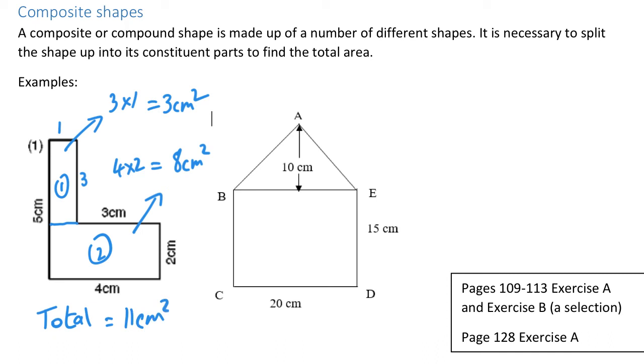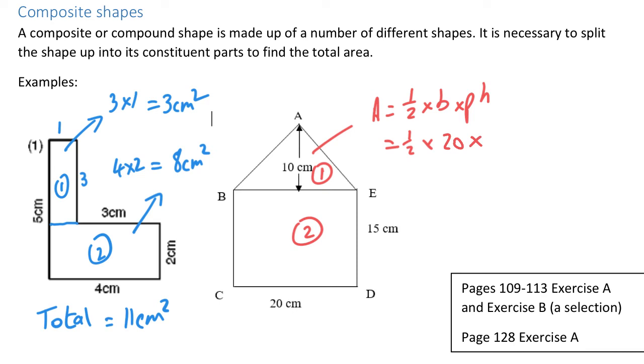For shape 2, or the irregular pentagon, we can see it is clearly made up of a rectangle and a triangle. So 1 and 2. For shape 1, the area is a half times the base times the perpendicular height, which is a half times now the base length of the triangle. Because this is a rectangle, BE will have the same length as CD, so that's going to be 20. So it's a half of 20 times the perpendicular height, which we can see is 10, and that works out to be 100 squared centimeters.